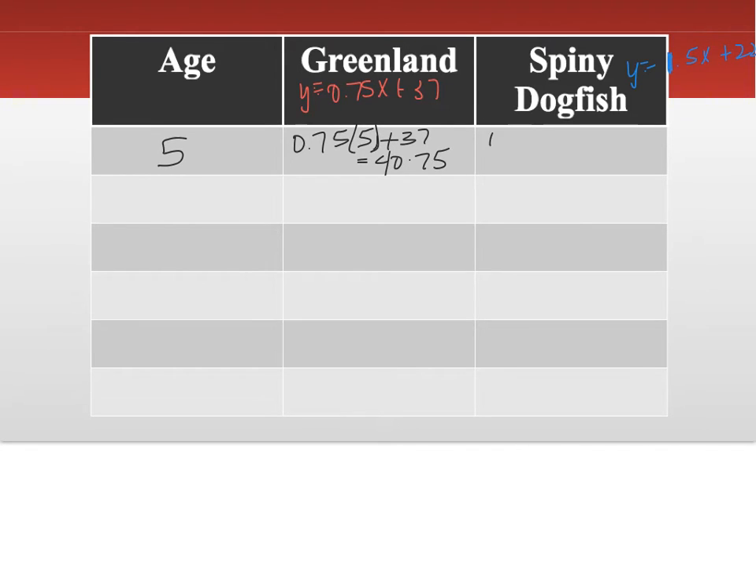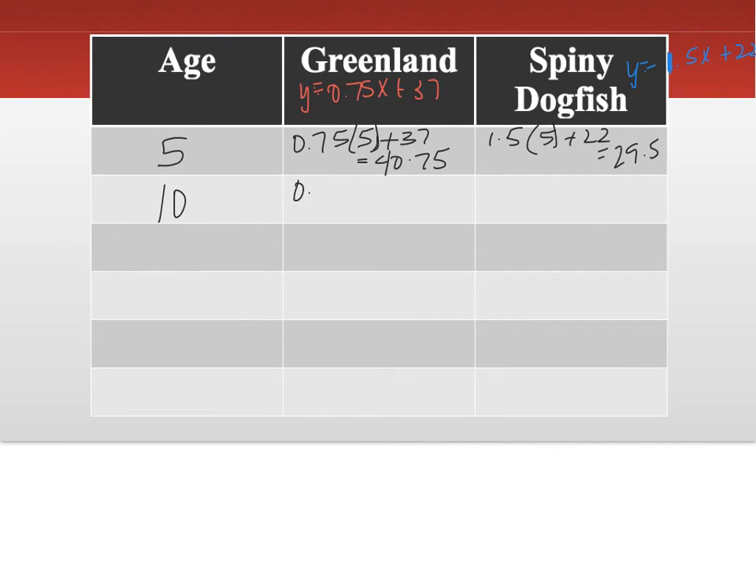Okay, so let's do that for the other one. For the spiny dogfish, we'll have 1.5 times 5 plus 22. So in our calculator, 1.5 times 5 is 7.5. And if I add that to 22, I'll get 29.5. And remember, the goal is for them to be the same length. So right now, they're not the same length. So let's bump it up another 5 years. Let's say when they're age 10.